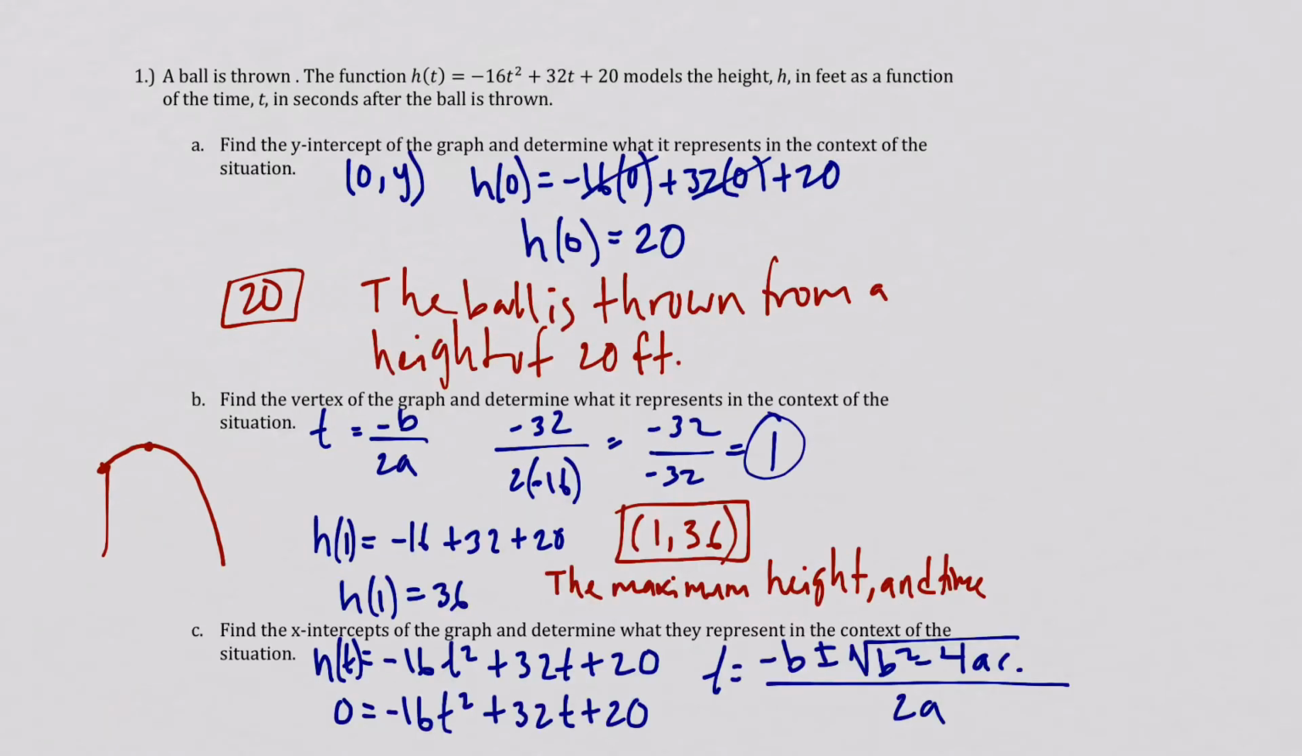Okay, so part C says find the x-intercepts of the graph and determine what they represent in the context of the situation.